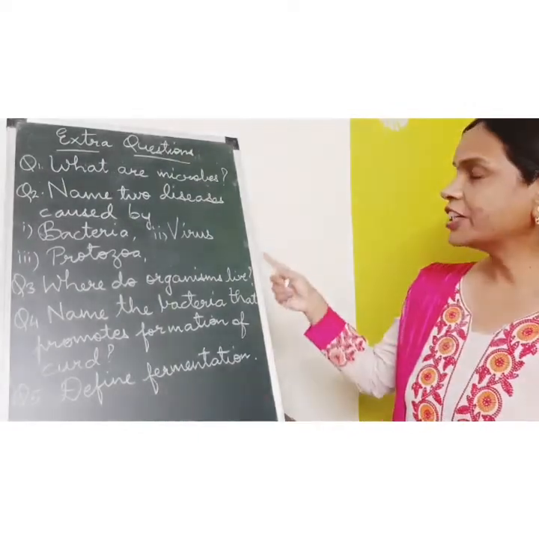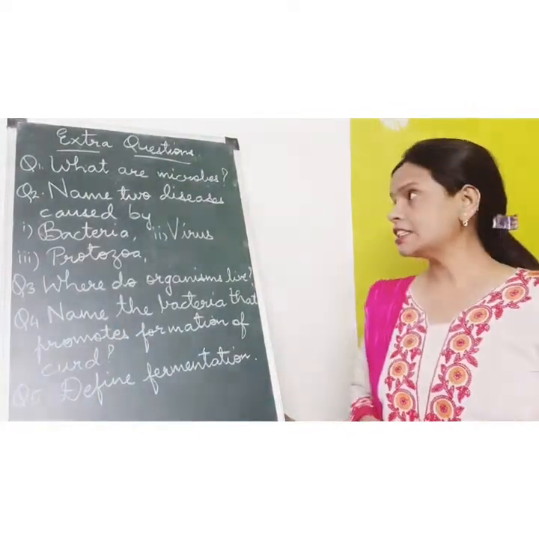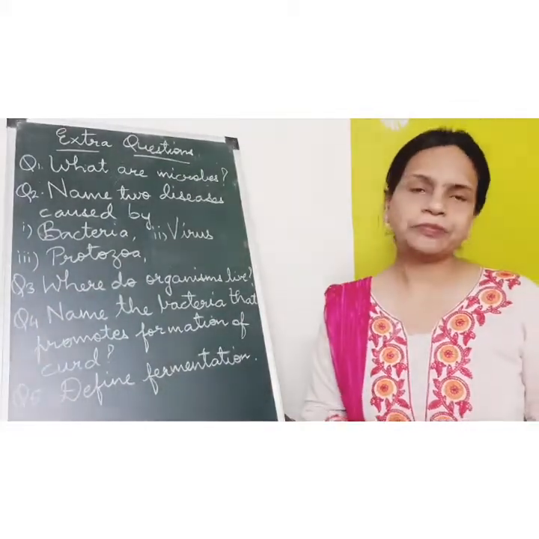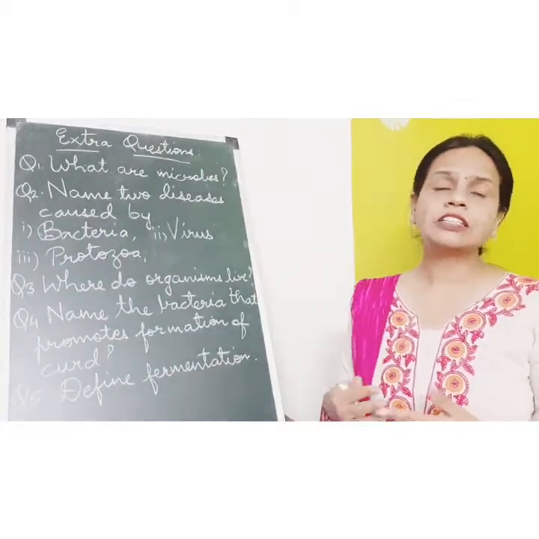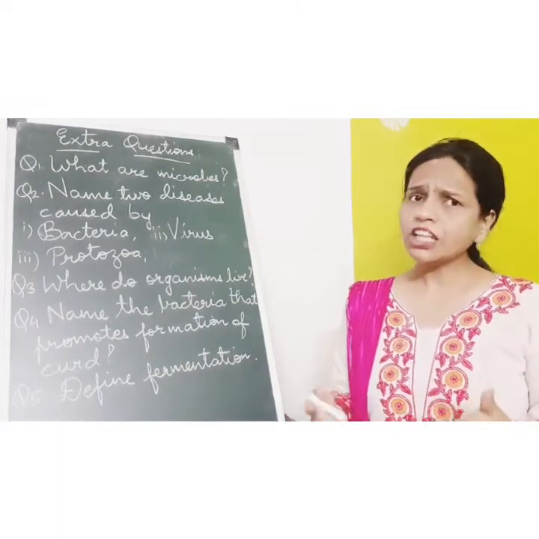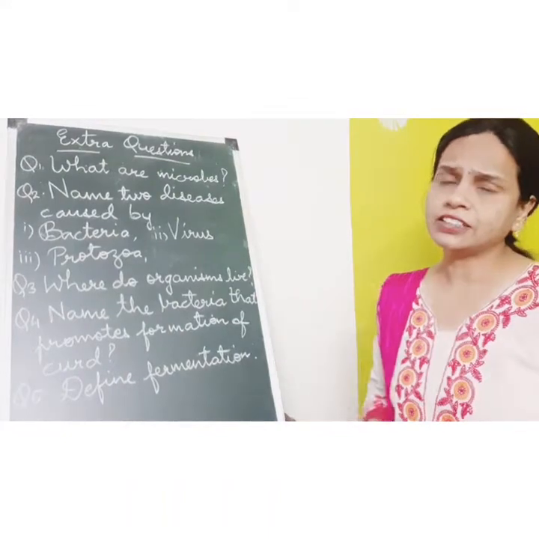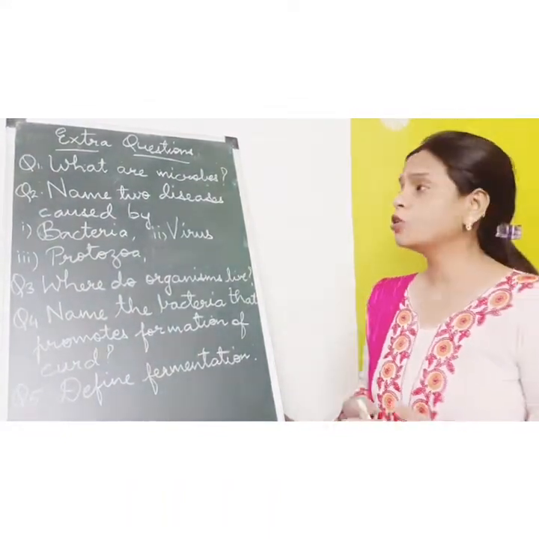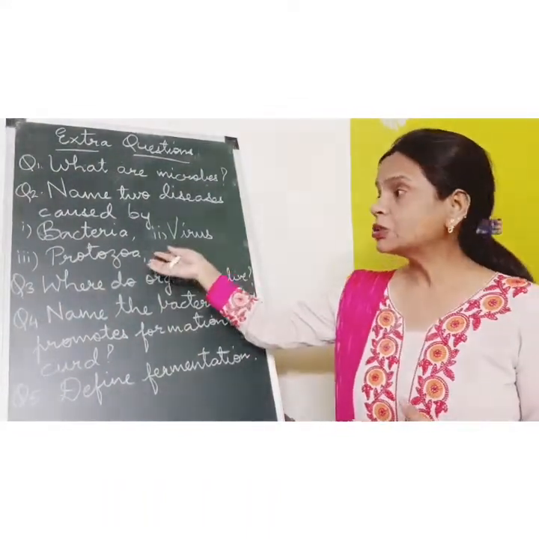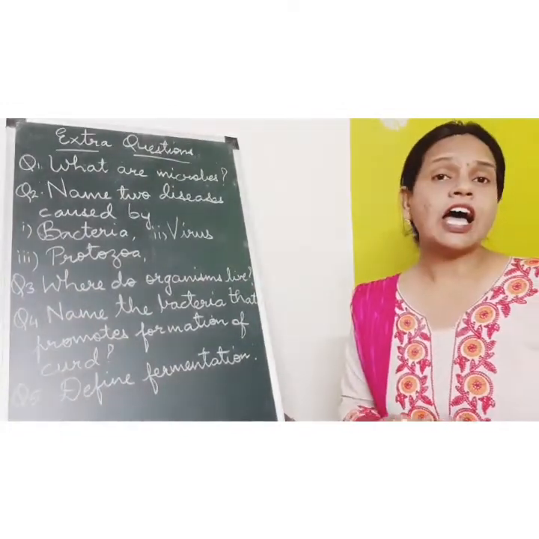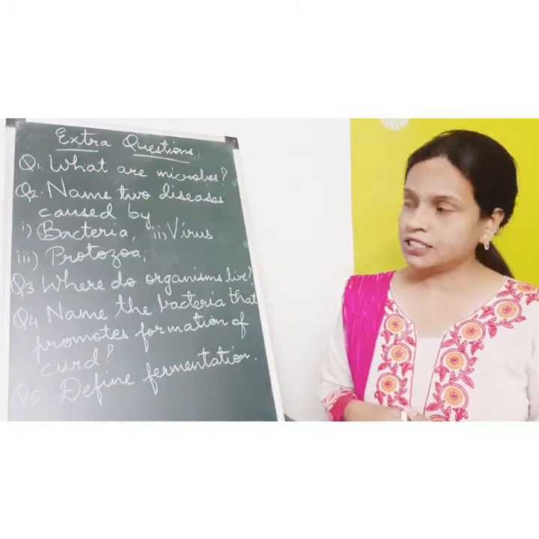Okay, then we come to the second question, that is, name two diseases caused by bacteria. Now it can be typhoid, cholera, tuberculosis. Okay, then two diseases caused by virus. It can be chickenpox, polio, measles. Then two diseases caused by protozoa. It can be malaria and amoebic dysentery.